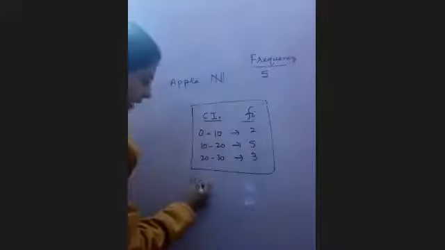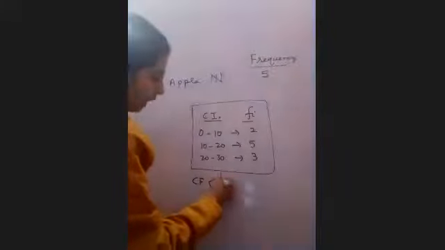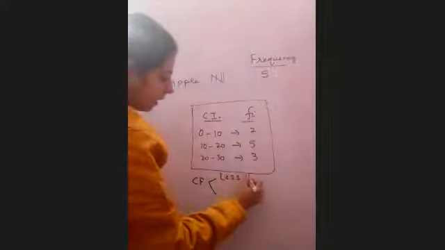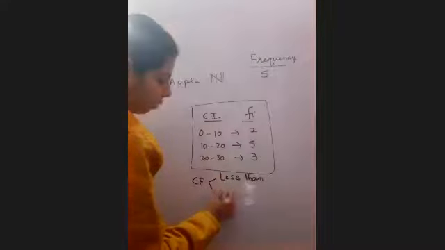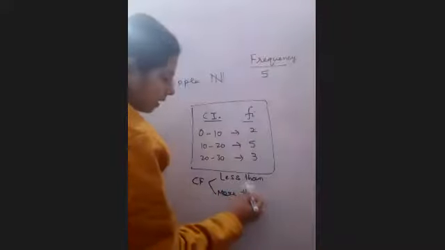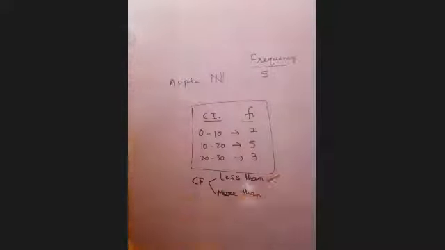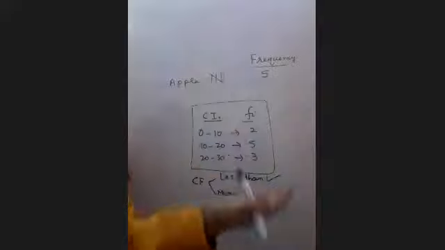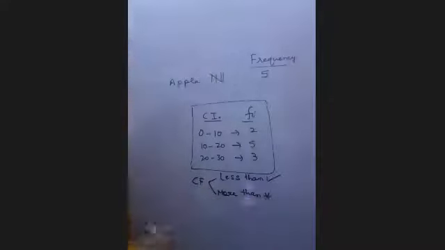Cumulative frequency distribution table is of two types, less than type and more than type. In today's lecture, we will focus on less than type. In the next lecture, that is tomorrow, we will be dealing with more than type.